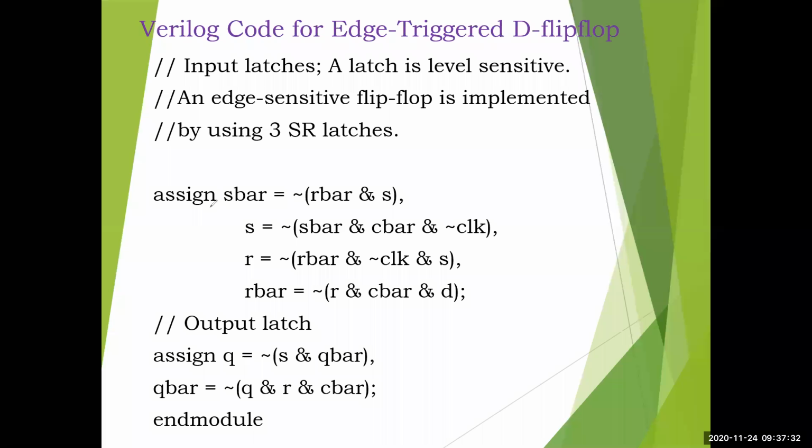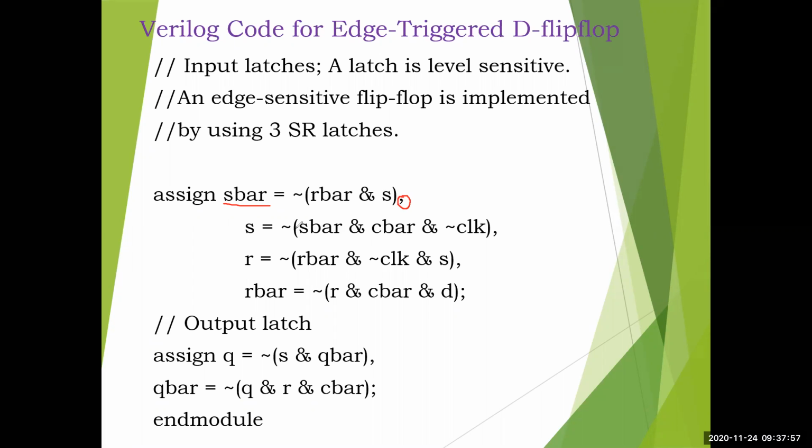So first assign you have. Just look from the top one. S bar is the output. So a NAND gate is used. This is how we use: not of R bar and S, equal to S bar. That means NAND gate. And we can write continuous assigns like this. Instead, we have used a comma operator here, so that means you can write many statements in a single line.